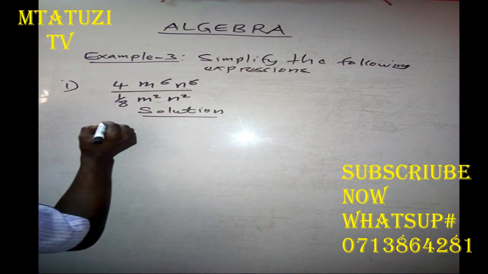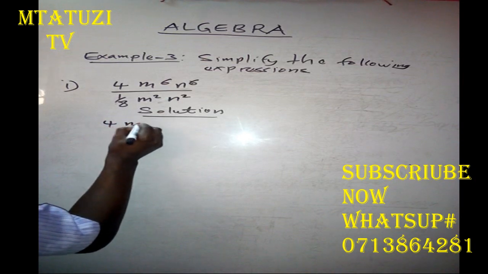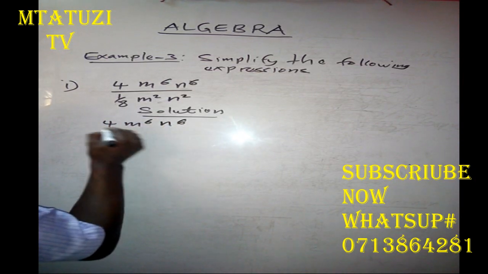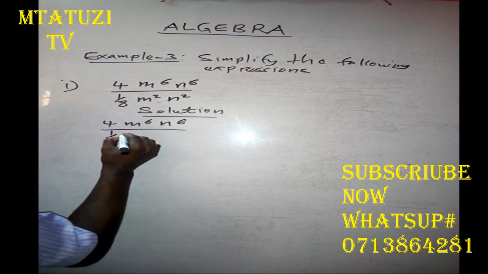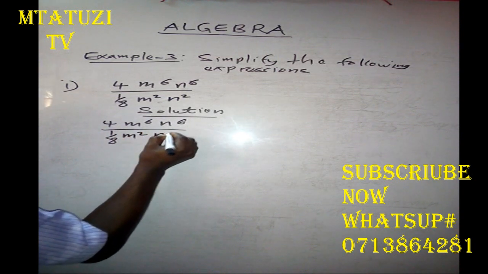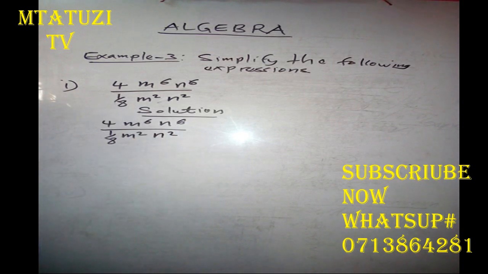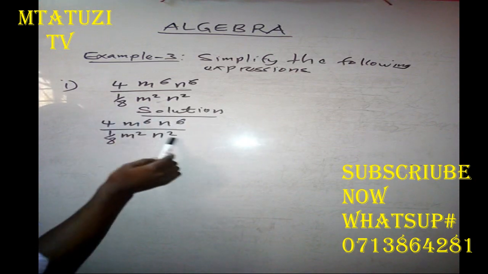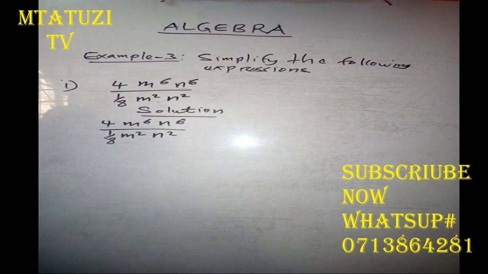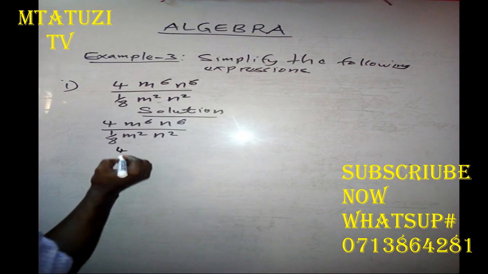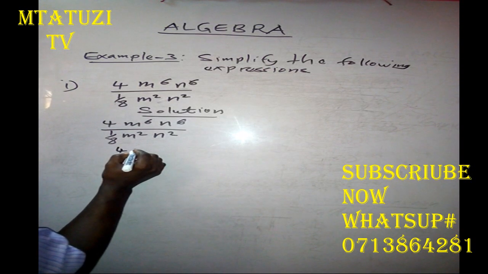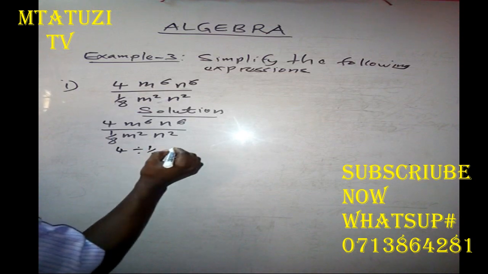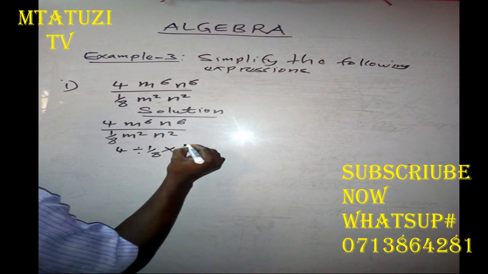First, write what you are given. You are given 4 m power 6 times n power 6 divided by 1 over 8 m square times n square. So to simplify this one, we have to divide. The operation here is divide. Take the upper terms divided by the downward terms. How do we divide? As you know, in division we first start by dividing the numbers.